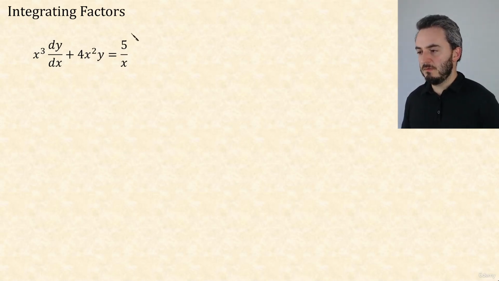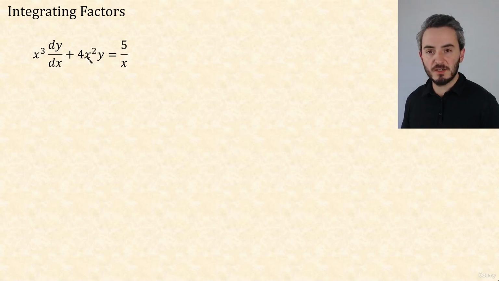Now that's all well and good, but what about when we have something like this? Well, forget about this for now and just look at the left-hand side. Is there anything which differentiates straight to this? Well, the problem is if you differentiate x cubed, you don't get 4x squared, you get 3x squared. So we can't say this is our u and this is our u dash. That could be our v, that could be our v dash, but the u's don't work.